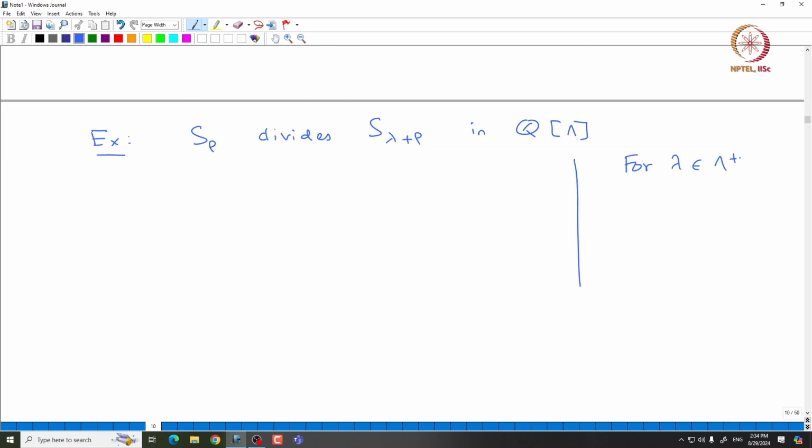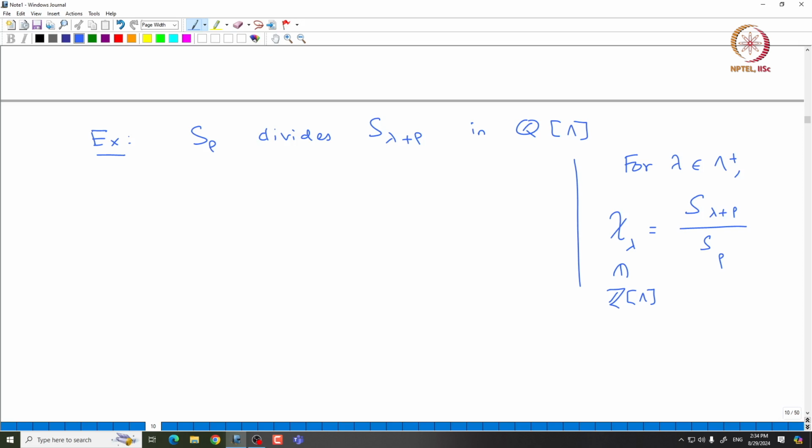if you take the character of the irreducible module, then that is given by S lambda plus rho divided by S rho. So, that means not only that S rho divides S lambda plus rho, the ratio is exactly given by chi lambda, and we know that this chi lambda is an element of Z bracket lambda. So, using the Weyl character formula, you can immediately see that S rho divides S lambda plus rho, and that ratio is indeed lying inside Z bracket lambda.